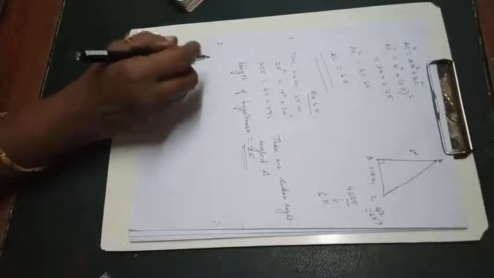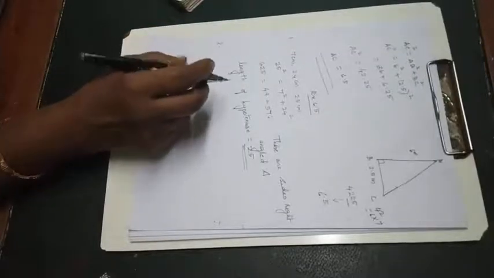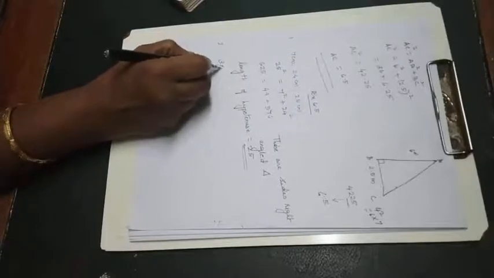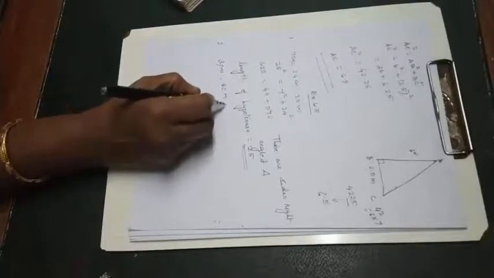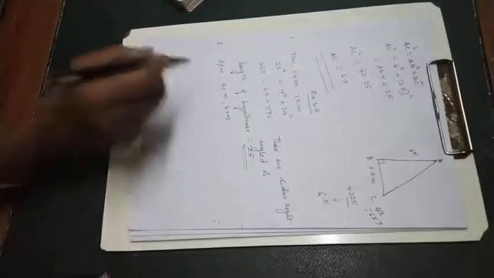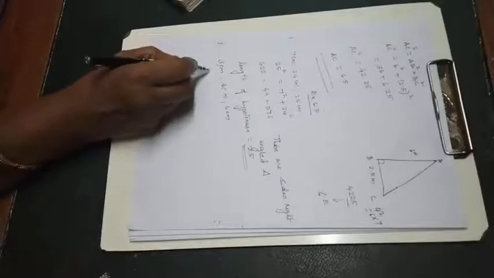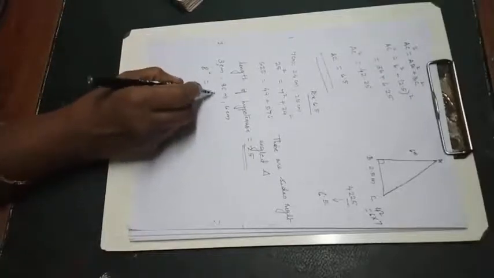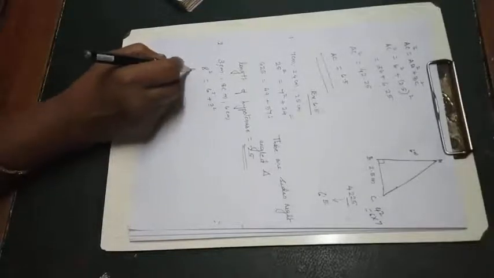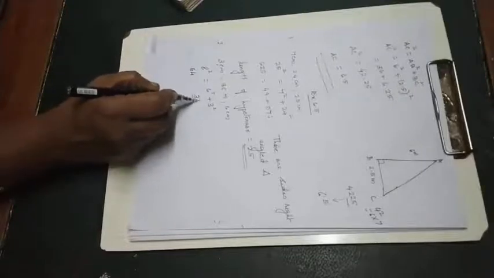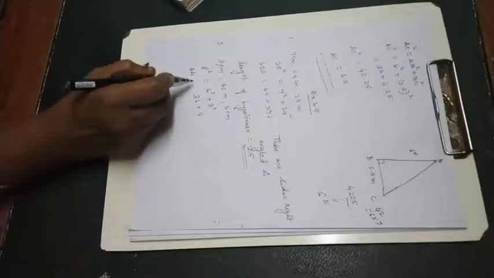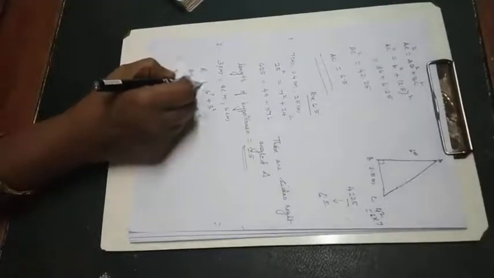Now second one, 3 centimeter, 8 centimeter and 6 centimeter if we are taking. So 8 is the largest side, so you have to check whether 8 square is equal to 6 square plus 3 square or not. So 8 square, that is 64. Here you will get 36 plus 9. 36 plus 9 is not equal to 64. No. So these are not the sides of right angle triangle.